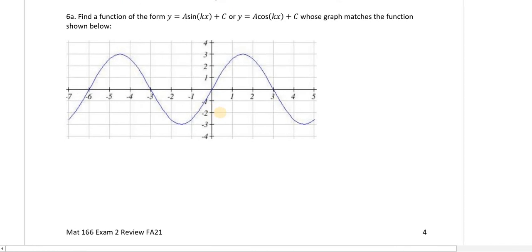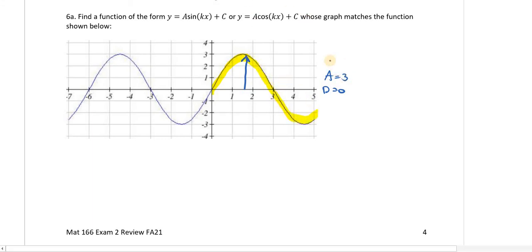Again, we will do some identification here first before we begin. The midline is still the x-axis. That means d is equal to 0. I don't have any vertical shift. I notice right away that the amplitude is equal to 3. So a is equal to 3. This looks like a sine function because it starts from the origin, goes up, and then goes down, and goes up. So this is a sine function.